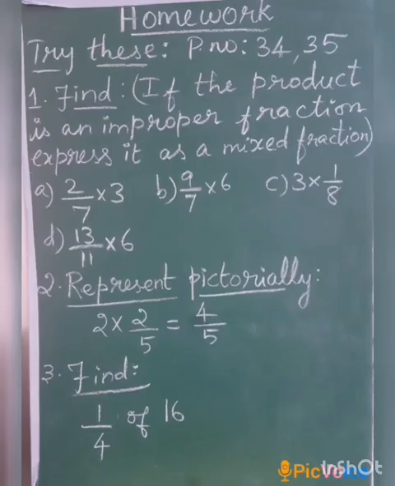Dear students, today's homework: try these sums, page number 34 and 35. The first one, find. There are 4 sums in the first one, and if the product is an improper fraction, express it as a mixed fraction. That means if your answer for the multiplication is an improper fraction, change it into a mixed fraction. The second one, represent pictorially. That means draw a picture. 2 into 2 by 5 equal to 4 by 5. 2 times 2 by 5 equal to 4 by 5. The third one is find 1 by 4 of 16. Do your homework properly.